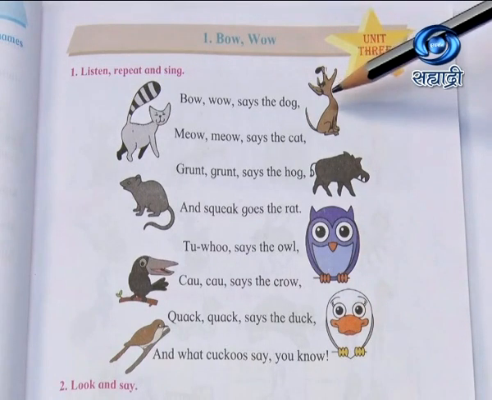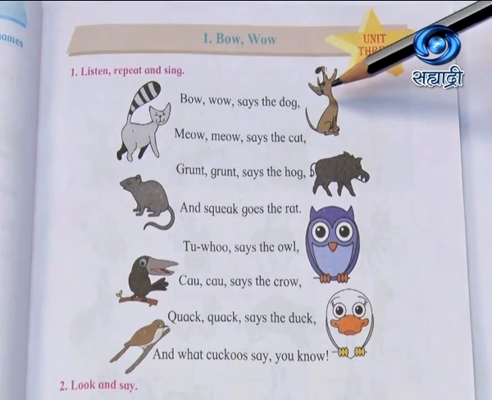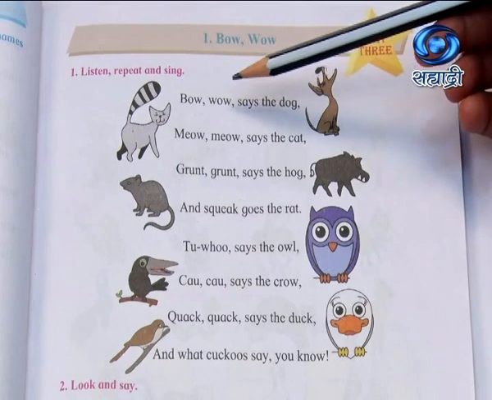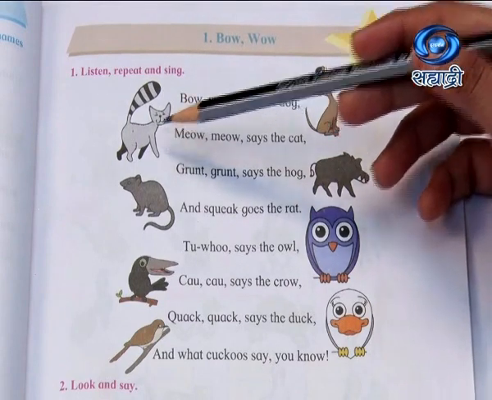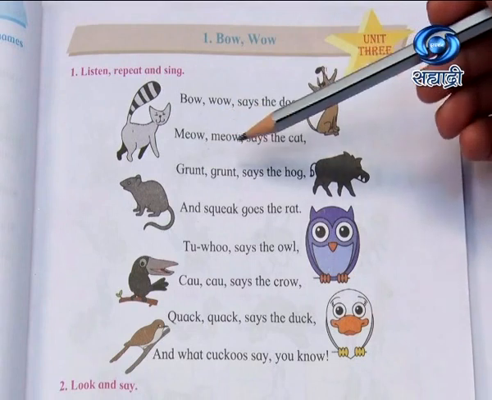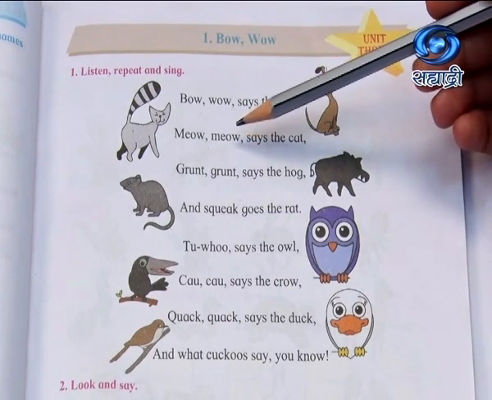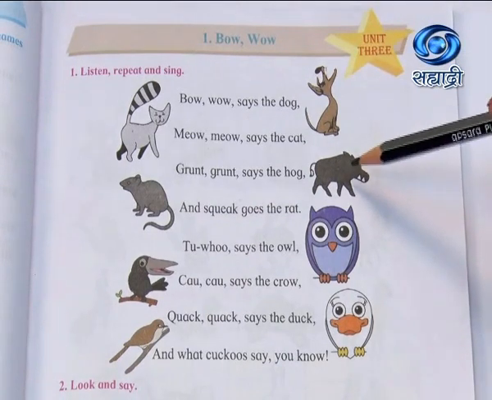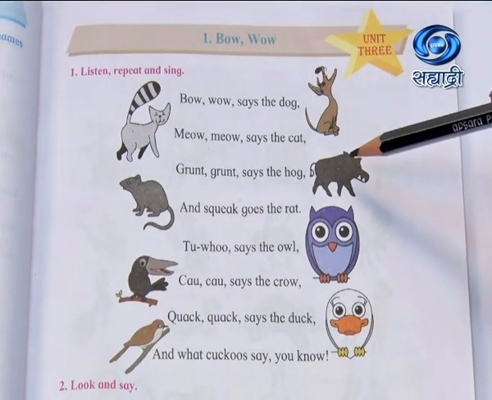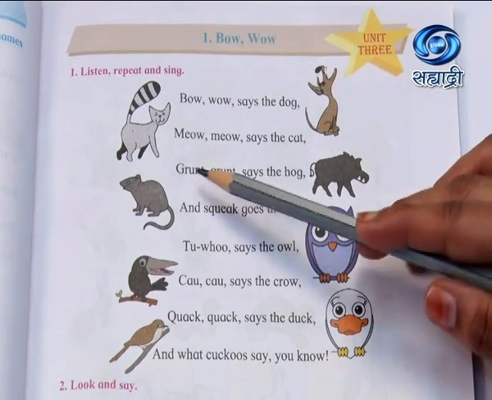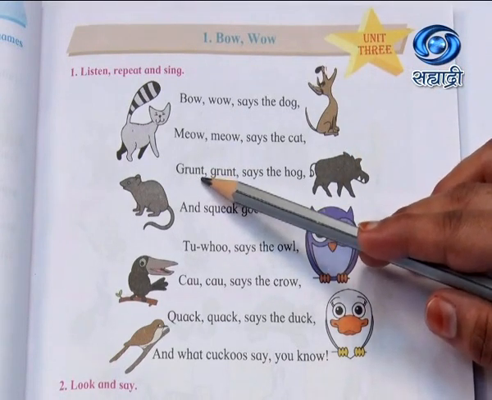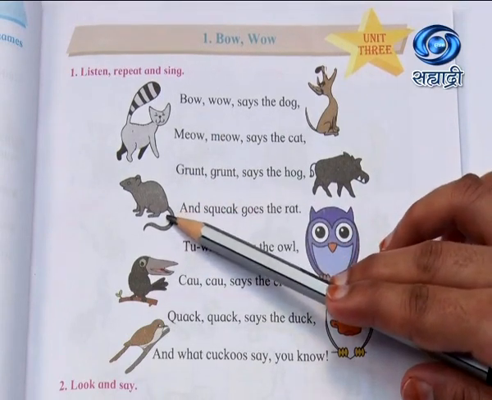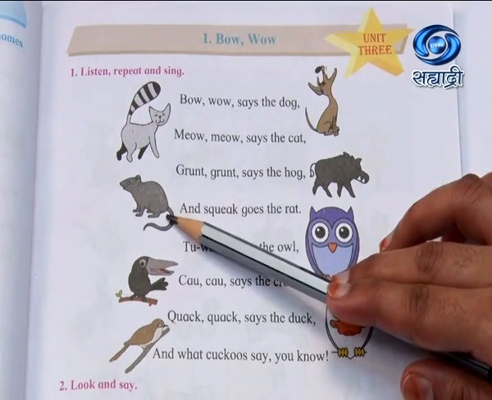Children, do you see this dog here? Dogs say bow wow when they want to talk. Cats say meow, meow when they want to talk. Do you see this hog here? Hogs make the sound of grunt when they want to talk. And rats squeak when they want to talk.